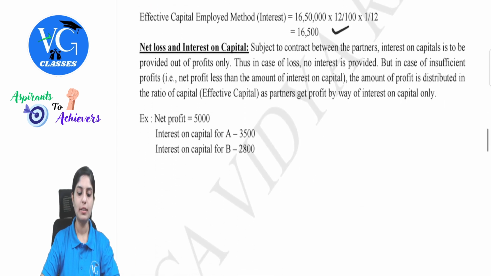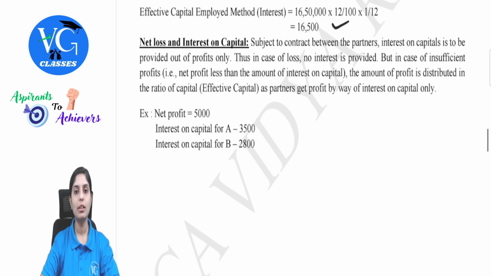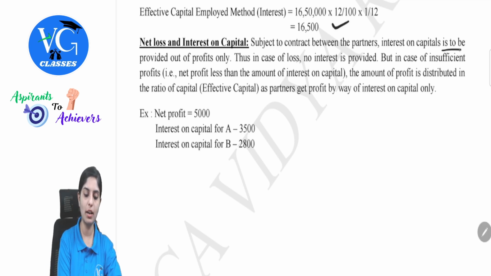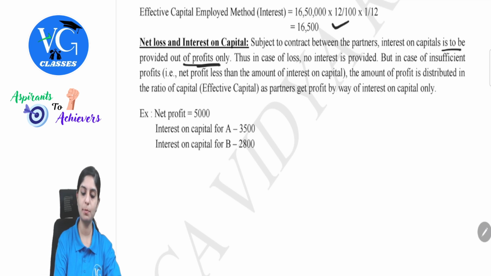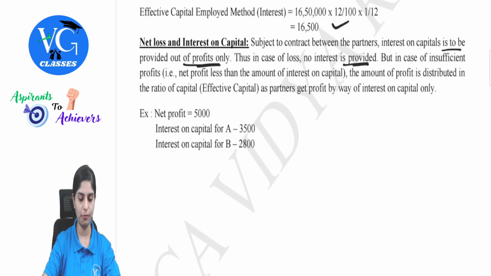One more point to consider here is net loss and interest on capital. Subject to contract between the partners, interest on capital is to be provided out of profits only, because it is an appropriation of profit. In case of loss, no interest is provided. Yes, we are aware of it. But in case of insufficient profit, there could be a situation where profit is there, but it is not enough. Then what can we do?